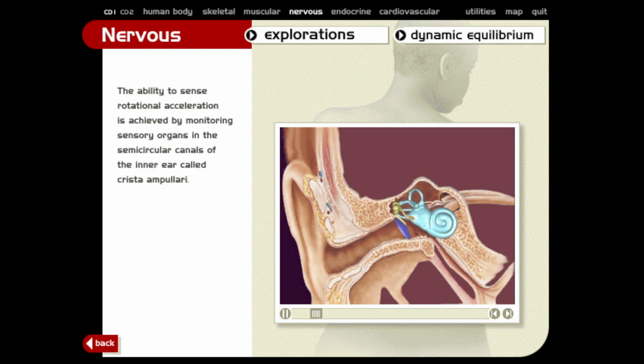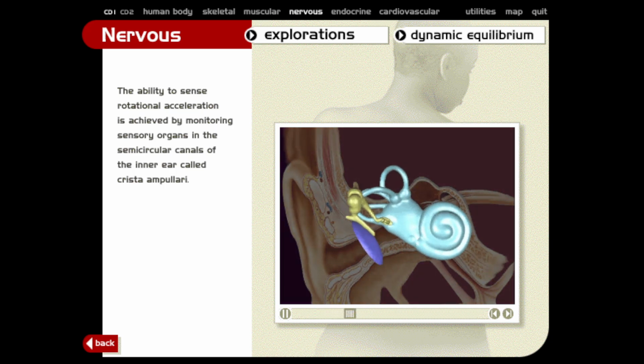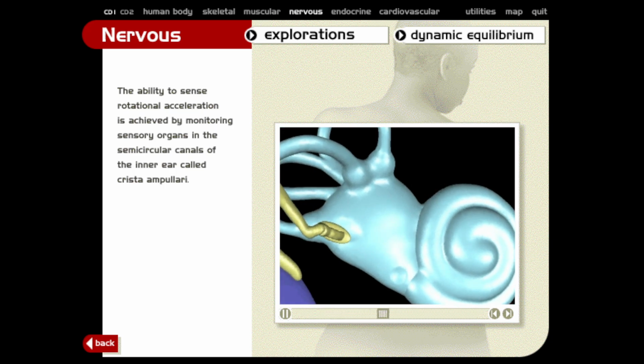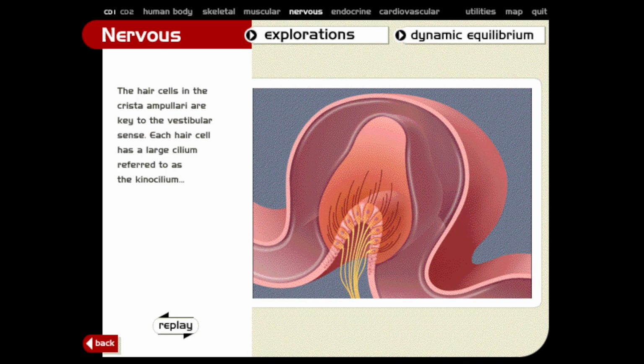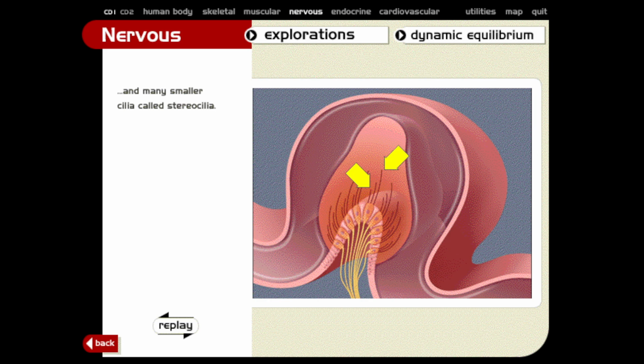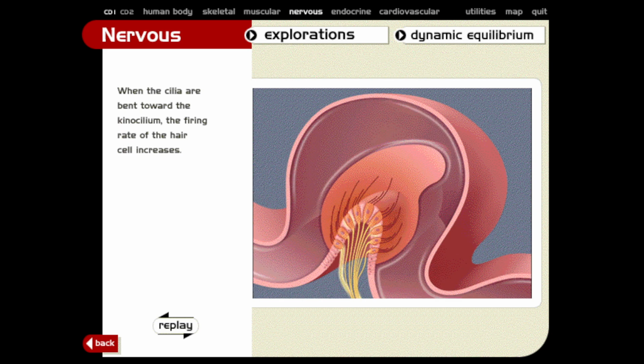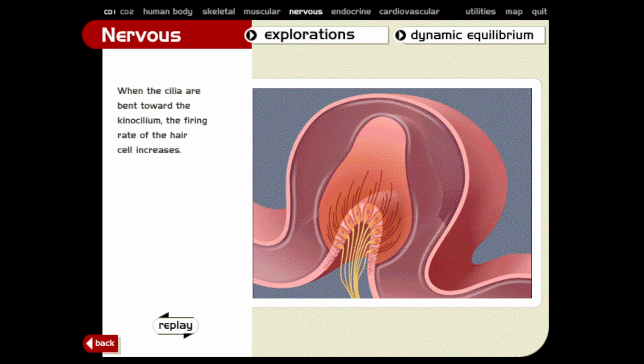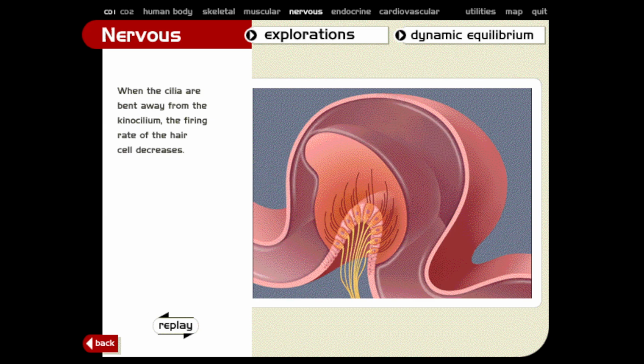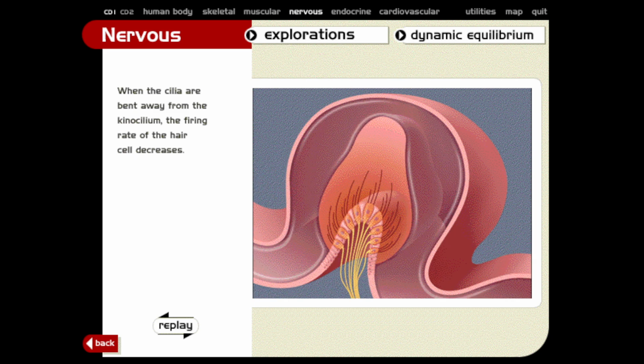The ability to sense rotational acceleration is achieved by monitoring sensory organs in the semicircular canals of the inner ear, called crista ampullarii. The hair cells in the crista ampullarii are key to the vestibular sense. Each hair cell has a large cilium referred to as the kinocilium, and many smaller cilia called stereocilia. When the cilia are bent toward the kinocilium, the firing rate of the hair cell increases. When the cilia are bent away from the kinocilium, the firing rate of the hair cell decreases.